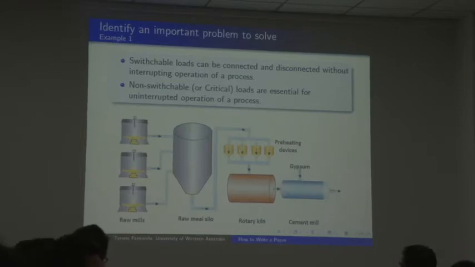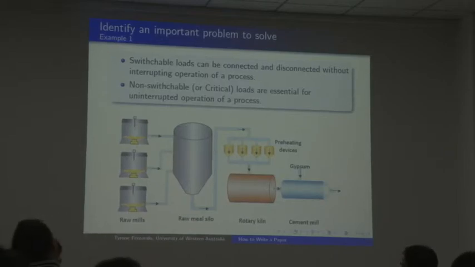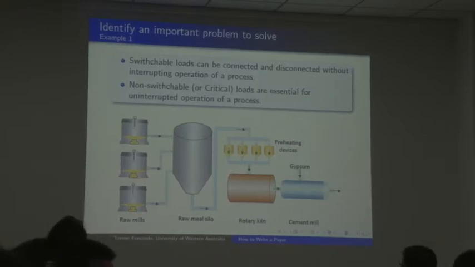So critical loads need to be kept on all the time, because if you turn them off, then we have a problem. We have to interrupt the process. So those critical loads cannot be touched. They have to remain on all the time. Only the switchable loads, which can be turned on and off without interrupting the process, can be turned on and off to balance the supply and demand of power, right?